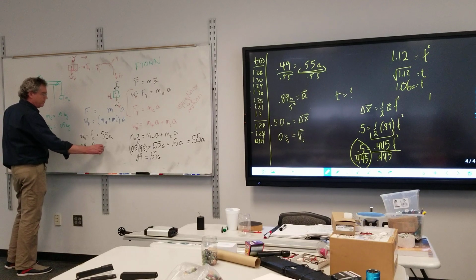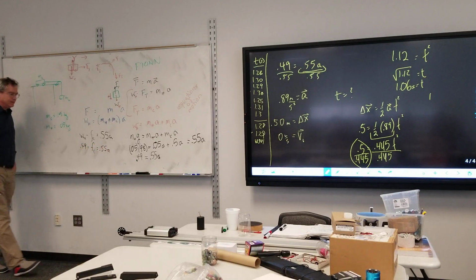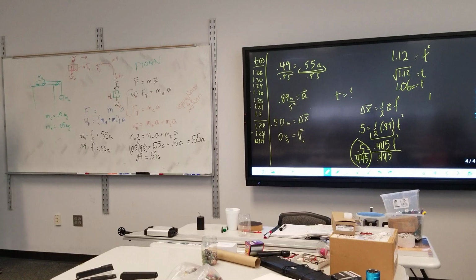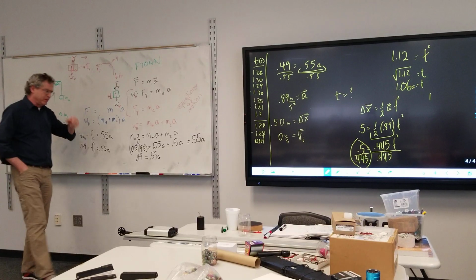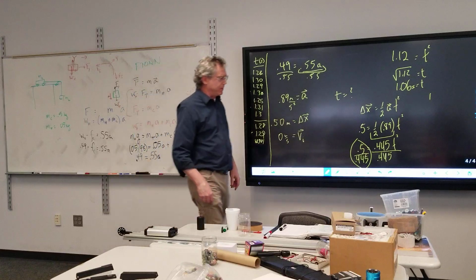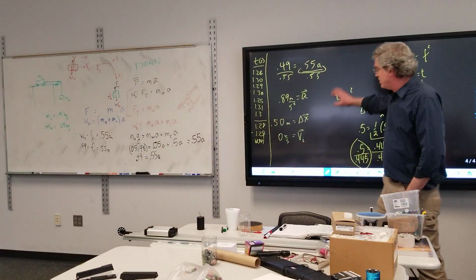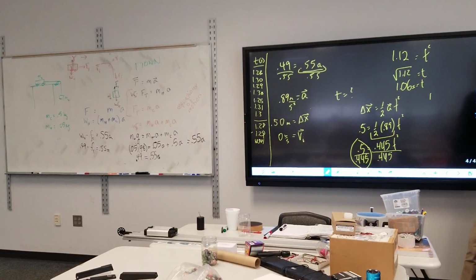...is equal to 0.55a. So, finding the acceleration this time, well, we know the time. Let's find the acceleration going, sort of reversing this process. Any questions on this before I make it go away?